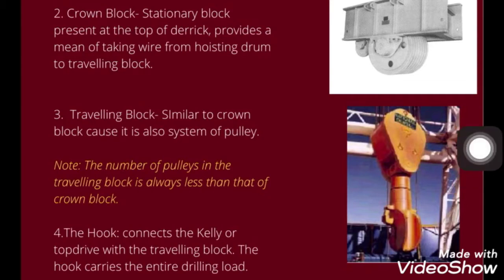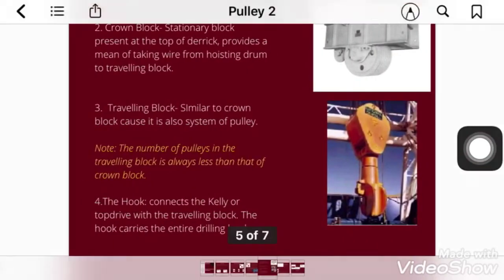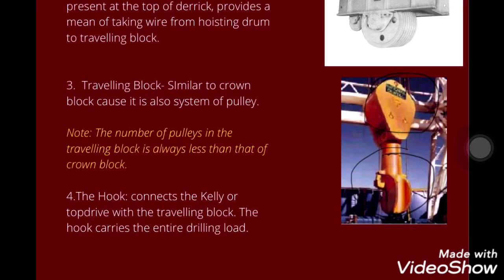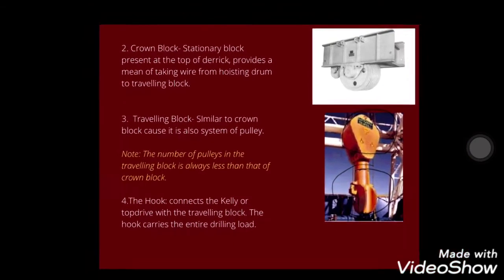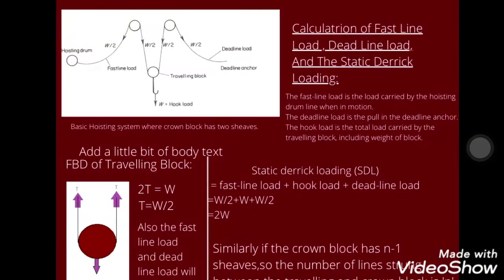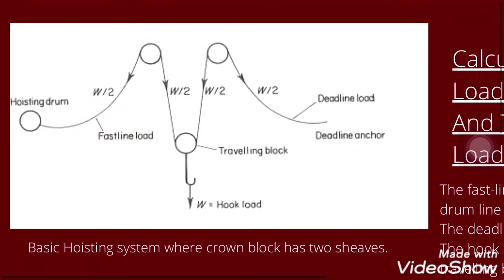The next part is the hook. As you can see here, this is the hook, and this is the traveling load. Here remember one thing: the number of pulleys in the traveling block is always less than in the crown block. As we can see in this picture, this is a very basic diagram of the hoisting system.